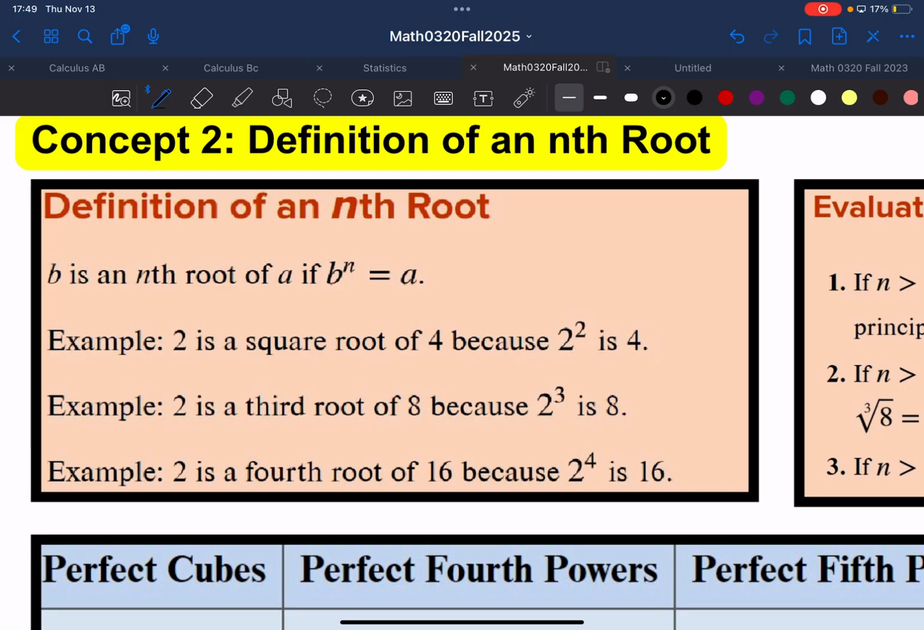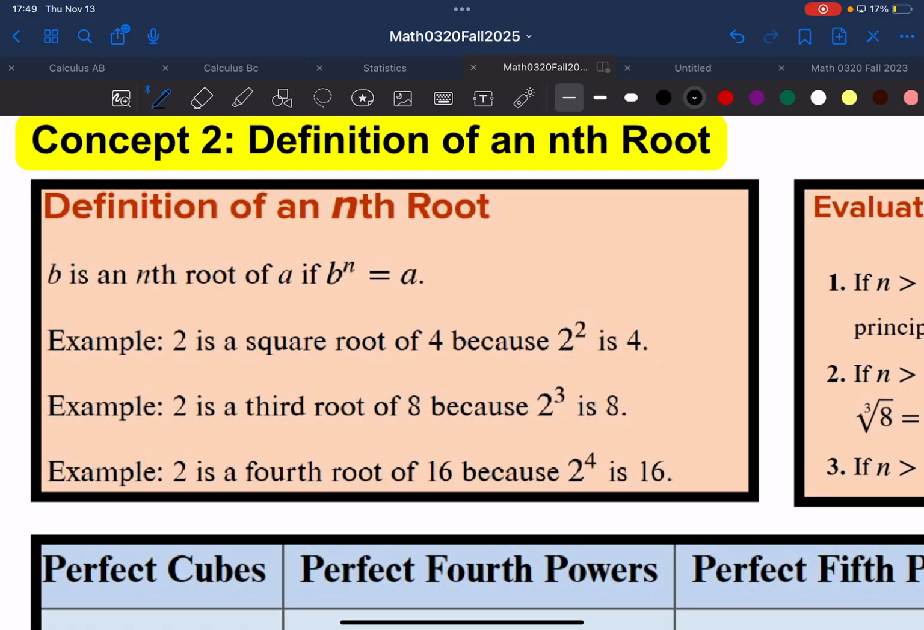So it gives an example. It says 2 is the square root of 4 because 2 squared is 4. Okay. 2 is the third root of 8 because 2 cubed is 8. So what we're doing here is we're taking our exponents and we're working backwards. Then it says 2 is the fourth root of 16 because 2 to the fourth power is 16.